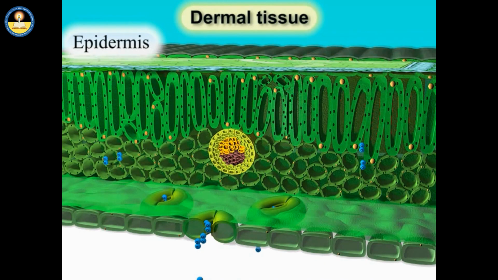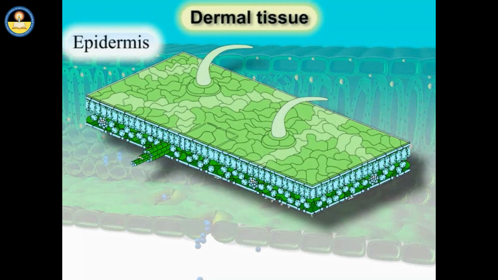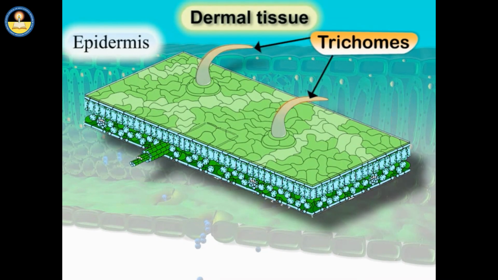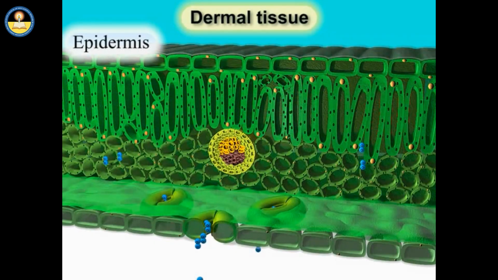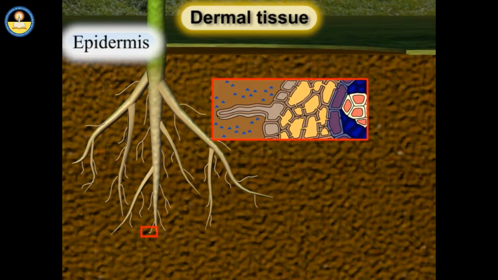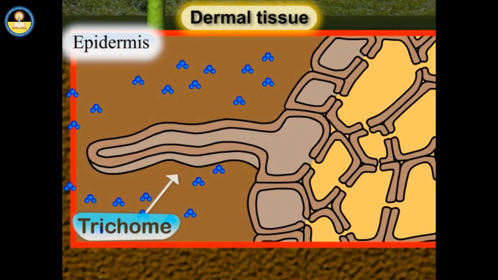Epidermis has some other structures also, like trichomes. Trichomes are minute hairs projecting outwards. Hairs are appendages extended from epidermal cells. They exist in a variety of forms and are commonly found in all plant parts.